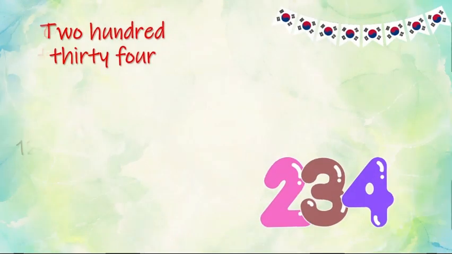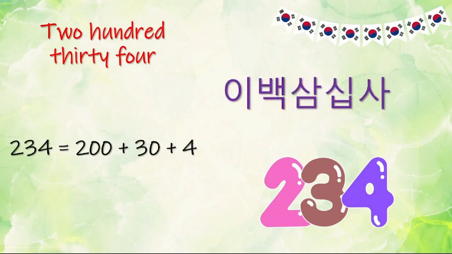Next comes the number 234. So it is basically a combination of 200 and 30 and 4. So 200 is i baek, 30 is sam sip and 4 is sa. So 234 will be i baek sam sip sa.